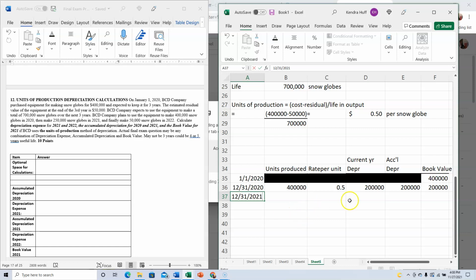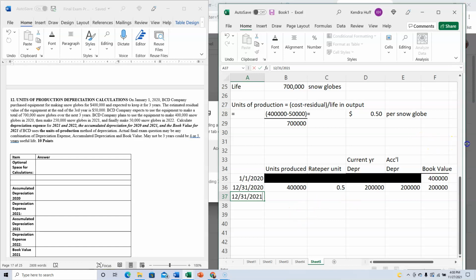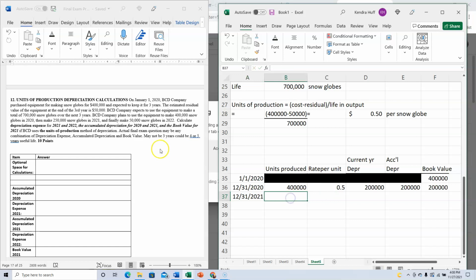Alright, 12/31/2021. We made 250,000 snow globes. Rate of 50 cents stays the same. Multiply the units produced times the rate. Add depreciation expense to the previous year. And then it's cost minus accumulated.